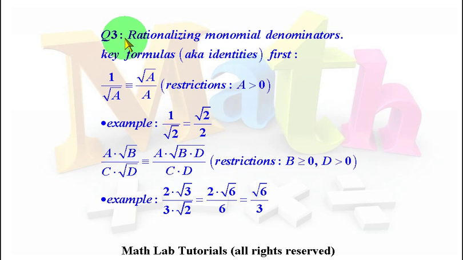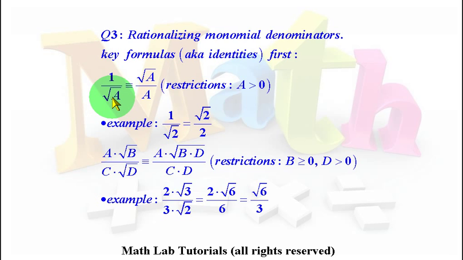Question 3 involves rationalizing monomial denominators. Monomial means a single term, no plus or minus, not like binomial, not like trinomial, monomial, one term. Okay, and notice specifically the denominator. Let's look at the key formulas, aka identities, first, before we proceed to do any questions. 1 over the square root of a.